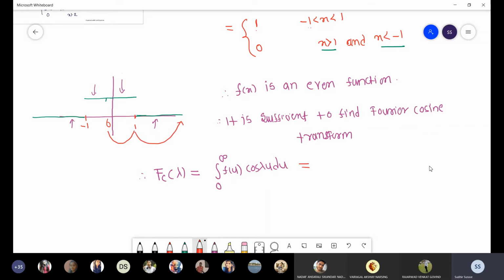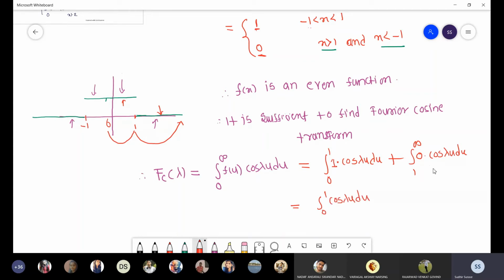So it becomes 0 to 1, and in that interval the value of the given function is 1. We can see here the value of f of u is only 1. So I'm putting that value here, 1 times cos lambda u du, and then from 1 to infinity the value of that function, you can see in this graph, is 0, and therefore it is 0 times cos lambda u du. Then the second integral will become 0. Simply we have to solve the first integral, 0 to 1 cos lambda u du.